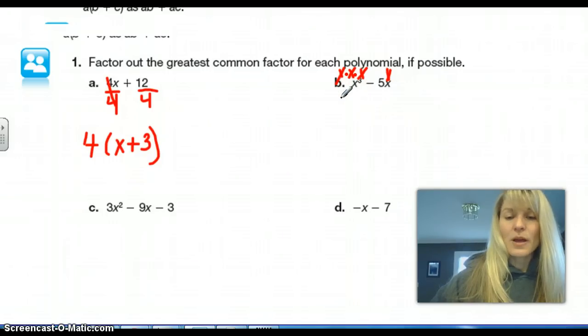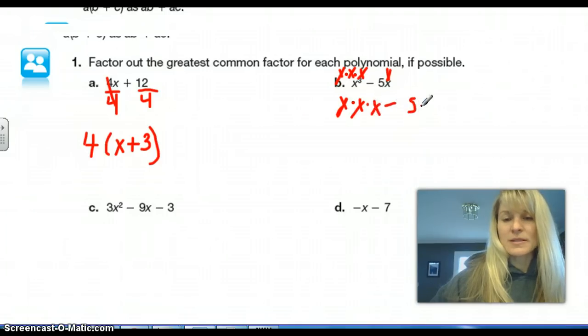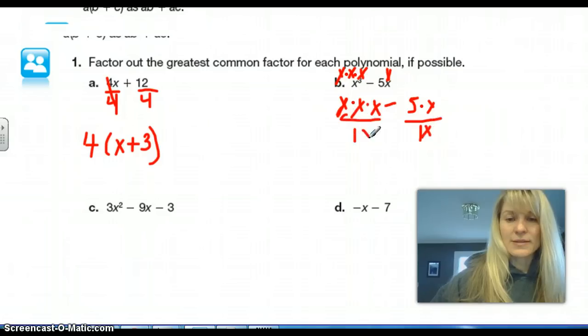So I have my x times x, which is x to the third, minus my 5 times x. So 1's going to be the GCF, but also it's going to be 1x because I can divide this by 1x, and when I divide this by 1x, my x's cross off and I'm left with 2 x's. And you should know that x times x is x squared.